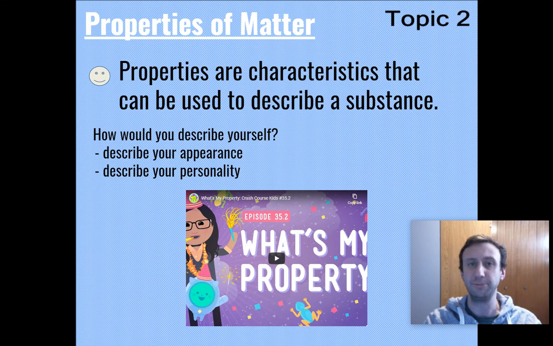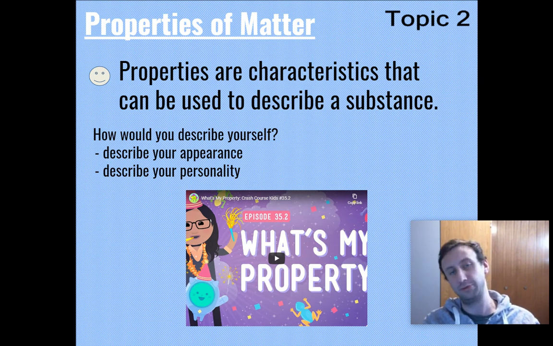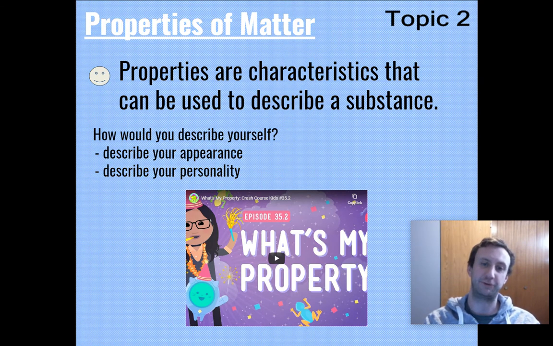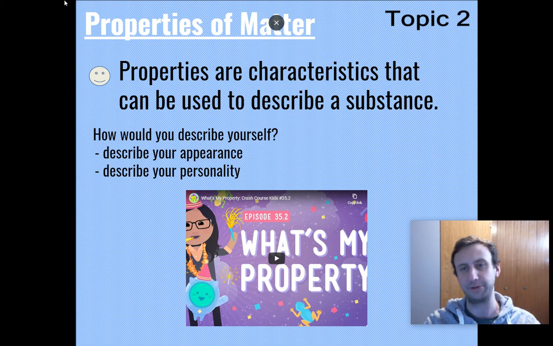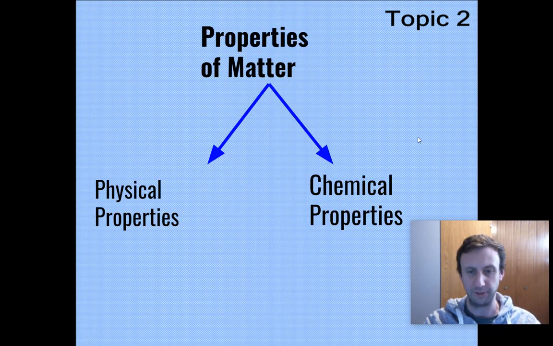So, properties of matter. Properties are characteristics that can be used to describe a substance. So, for example, how would you describe yourself? Describe your appearance, describe your personality. Those are properties of you. Now, when we take a look at matter, we can classify properties into two big groups. They're either physical properties or chemical properties. And that goes into whether we have something happening that's a physical change to matter or a chemical change to matter.